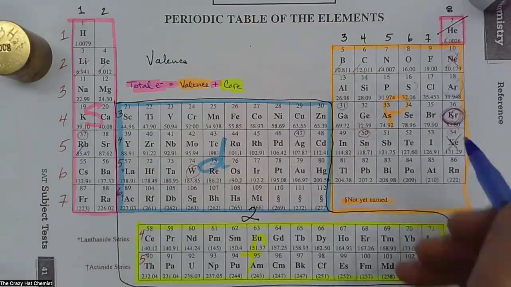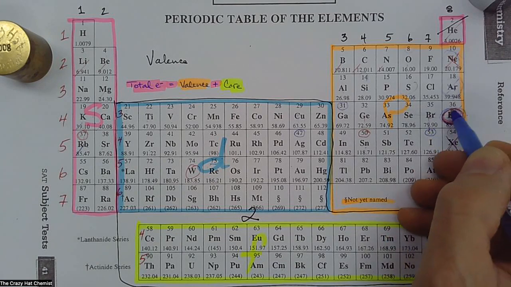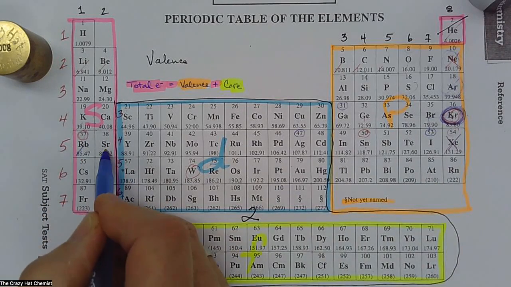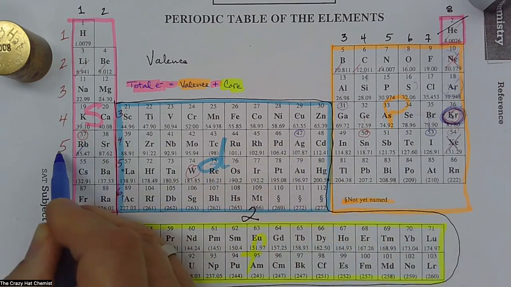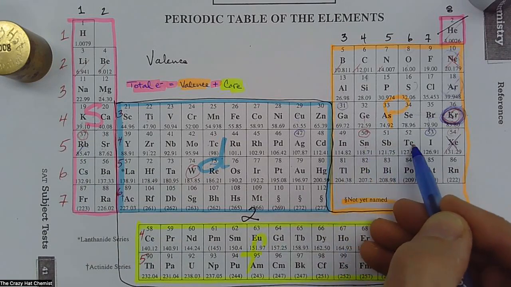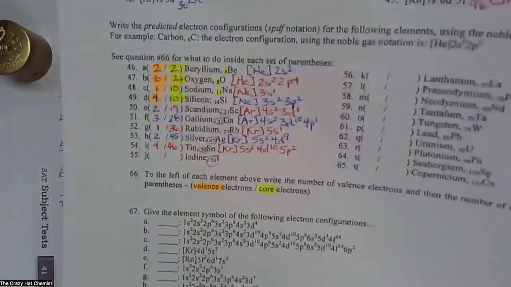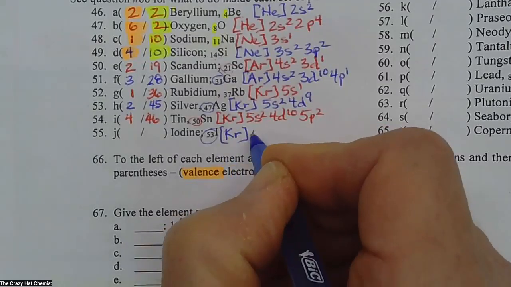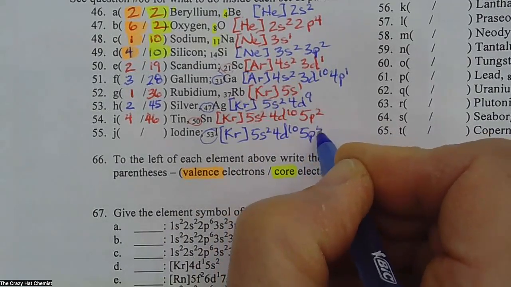Next one is iodine. That's element number 53. So I'm going to find number 53 on my periodic table. That's element number 53 right there. I'm going to go up one period and slam it to the far right. I'm going to find my noble gas of krypton. Okay, then it is a 5s2, 4d 1 2 3 4 5 6 7 8 9 10, and then a 5p 1 2 3 4 5. So krypton in brackets, and that's 5s2, 4d10, and a 5p5.